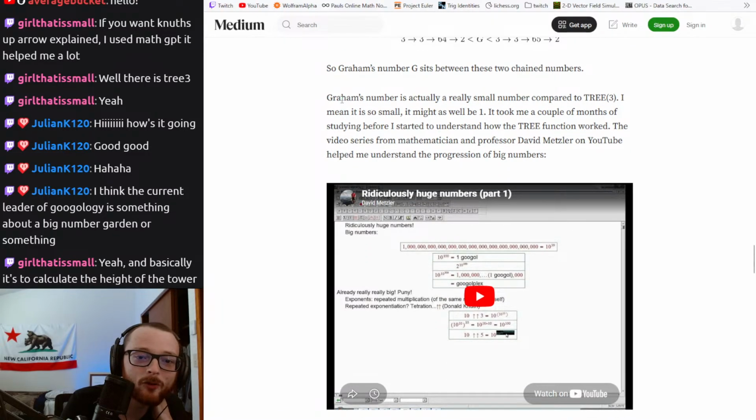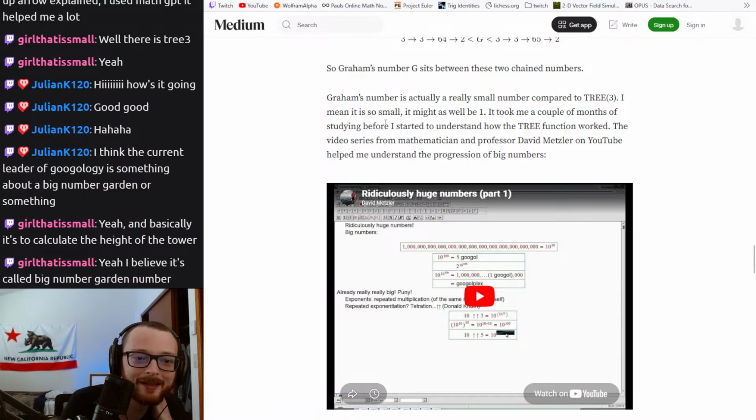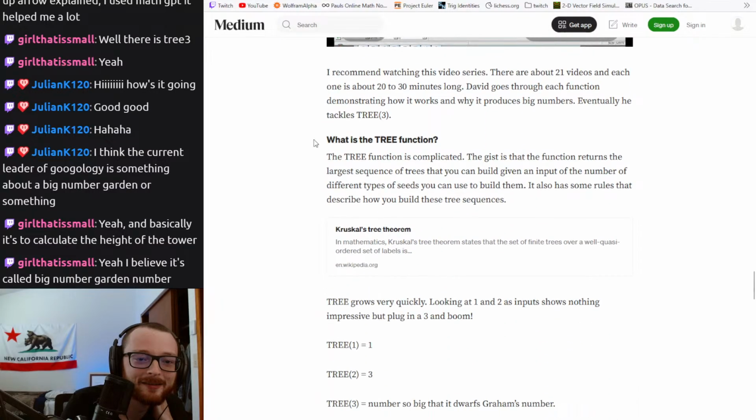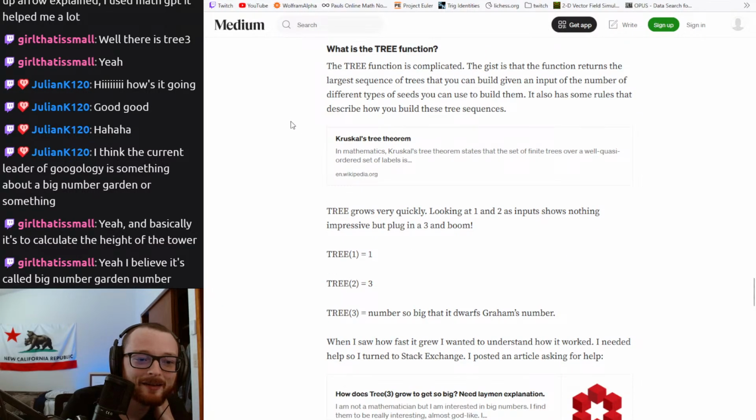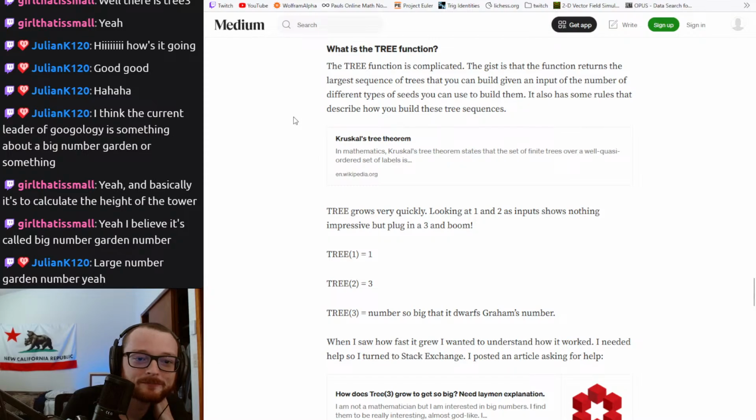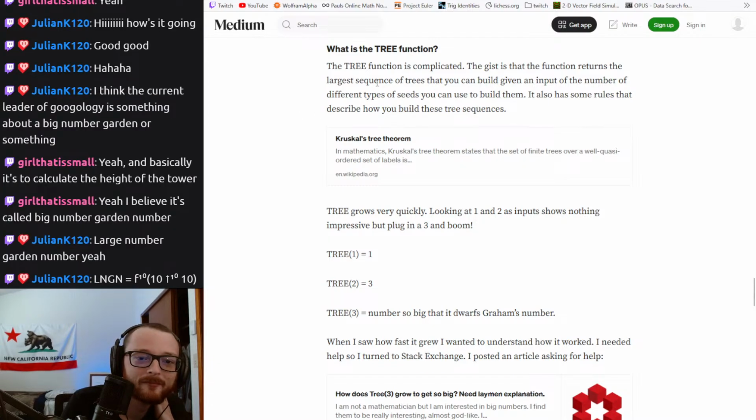It's actually really small compared to tree 3. Oh my god. Okay, never mind. We could have skipped that. This feels like a really, like, prideful thing, just to make the biggest number you can think of.